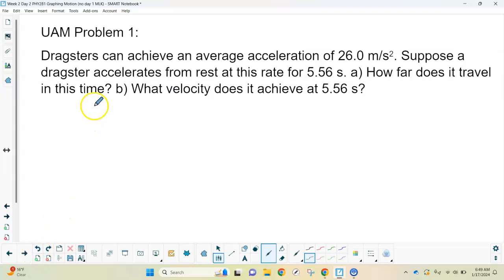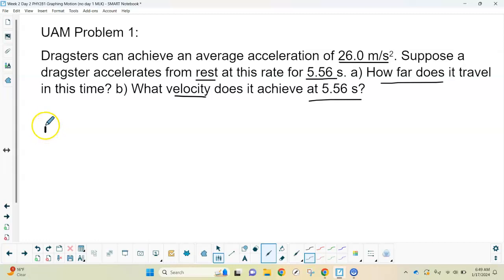The first question here says drag racers can achieve an average acceleration of 26 meters per second squared. If it's average, it's not changing, so that's going to be constant. Suppose dragsters accelerate from rest at this rate for 5.56 seconds. How far does it travel? And then what's the velocity at 5.56?